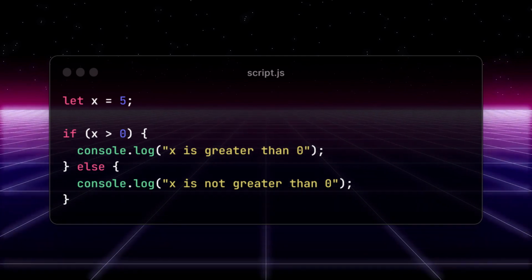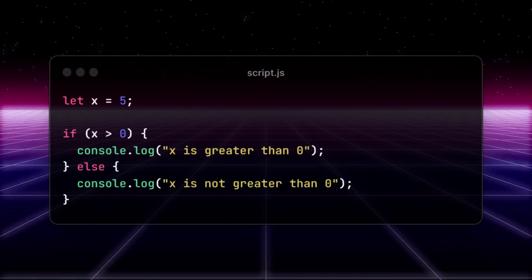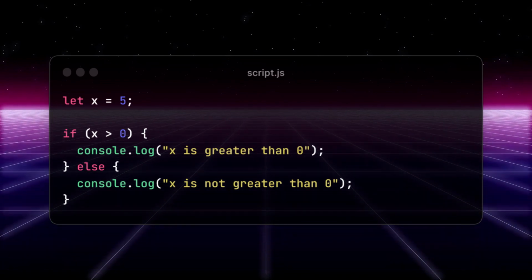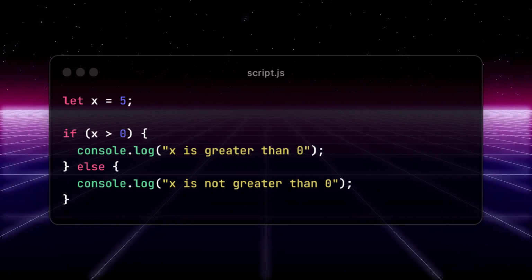In this example, if the value of x is greater than 0, the program will print "x is greater than 0" to the console. Otherwise, it will print "x is not greater than 0".